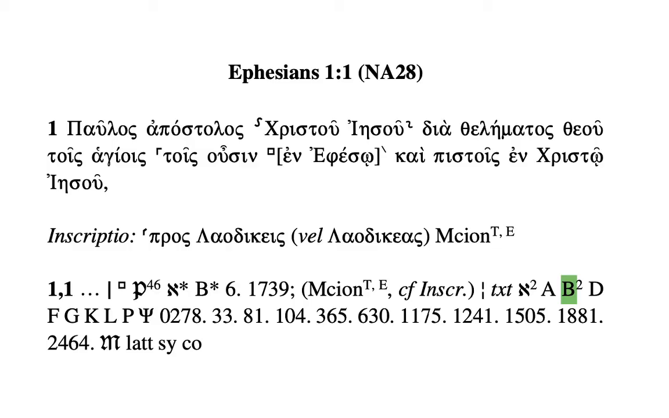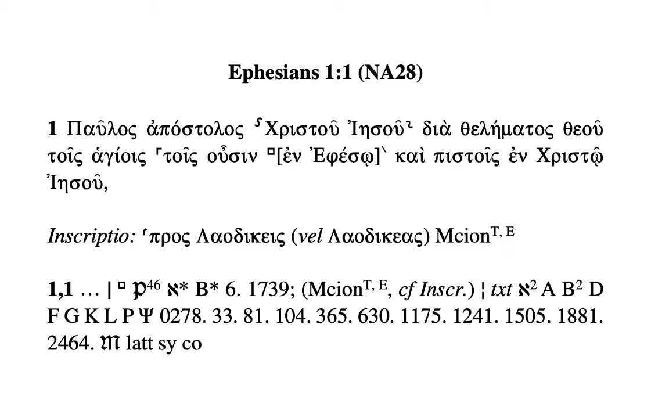Similar is B, or Vaticanus, the corrected reading. This is not the asterisk reading. It's not the original hand, the original scribe. It's a later corrector who has added in ἐν Ἐφέσῳ. And again, on page 59, Vaticanus with a 2 refers to a scribal correction in either the 6th or the 7th century. Other witnesses are A and D, F, G, K, L, P, Ψ. All of these are majuscules that support the inclusion of ἐν Ἐφέσῳ up in the text.